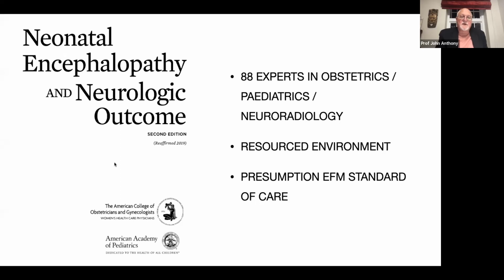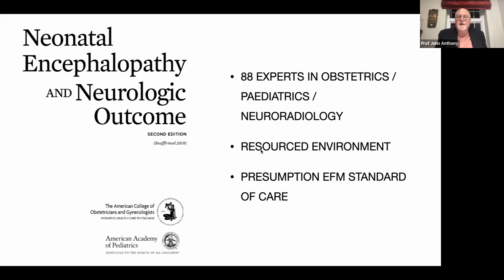And a lot of this has been set out, and I would encourage everybody to go and download a copy of this. It is a bit of a Bible as far as this question of neurological injury is concerned. It's the writings of the American College of Obstetricians and Gynecologists and the American Academy of Pediatrics. And it's a tome called Neonatal Encephalopathy and Neurological Outcomes, second edition, reaffirmed in 2019. And this was a group of 88 experts in obstetrics and pediatrics and neuroradiology, talking about the American experience.